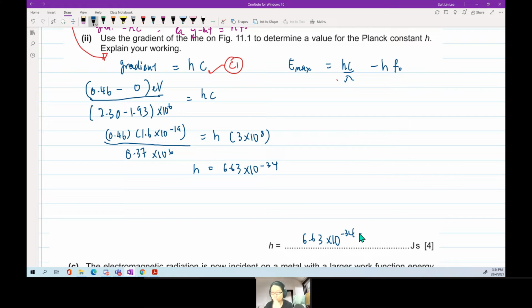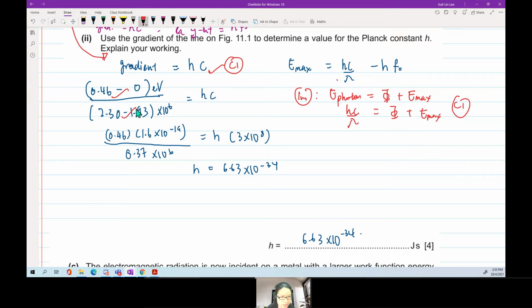4 marks. Where are the marks? Okay, so 1 mark is the equation. Energy of photon is equal to work function plus Emax, or hc over lambda is equal to work function plus Emax, or some form of this. Okay, this is C1. Another C1 is hc is equal to gradient. You find the gradient with the correct coordinates and conversion.